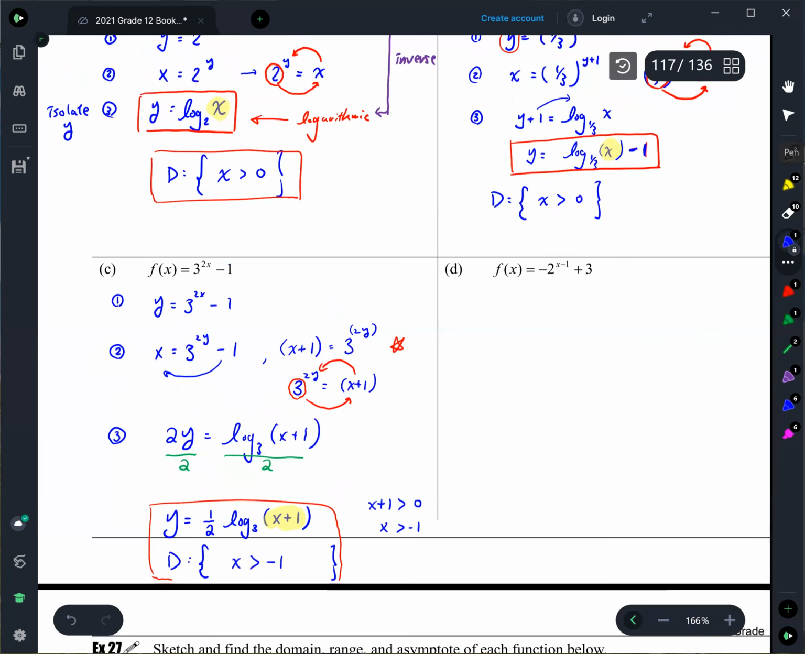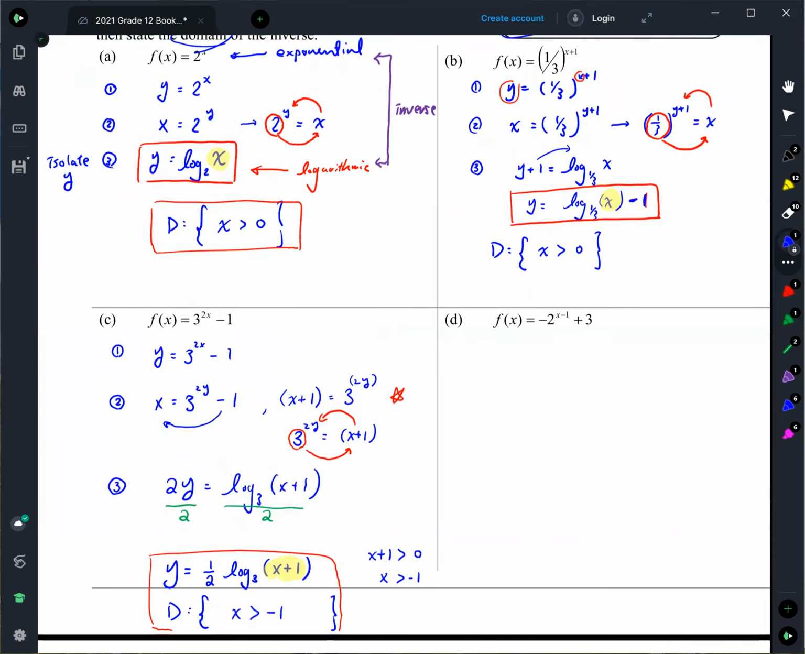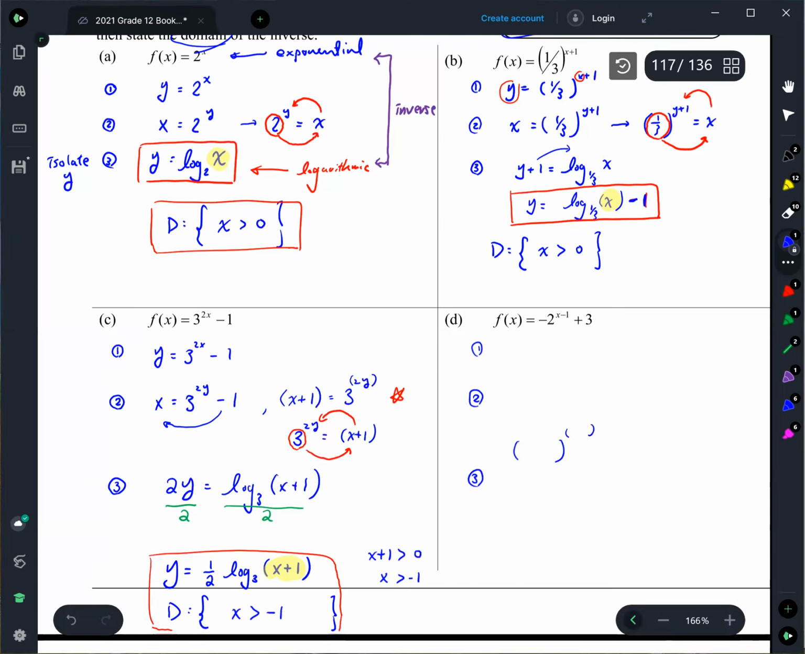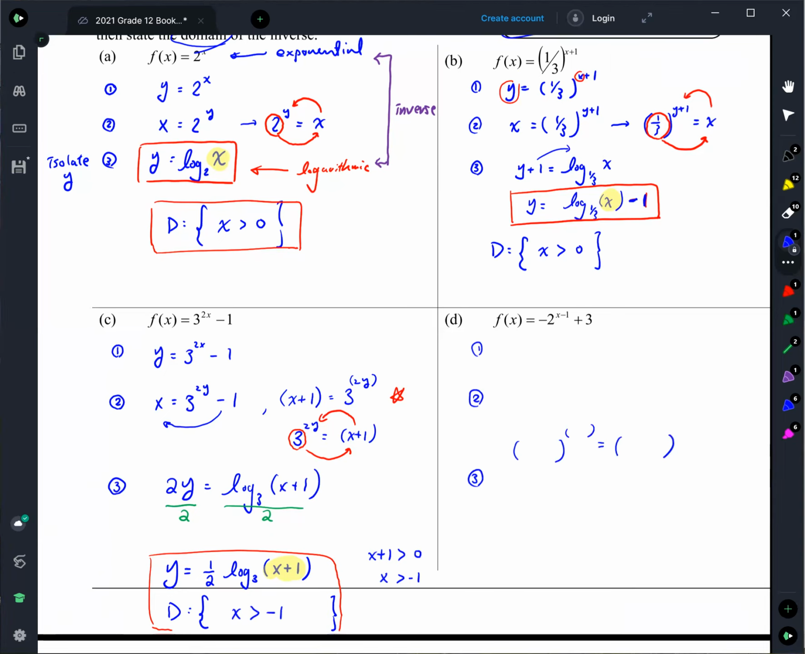So I think that A, B, C basically cover everything that could happen. So question D, I'll let you try that all by yourself. Step 1, 2, 3. Make sure, the most important step is step 2. Before the counterclock, you have to write it in the proper exponential form.